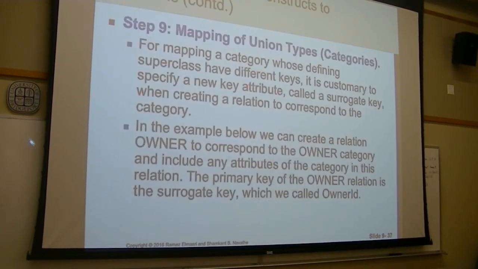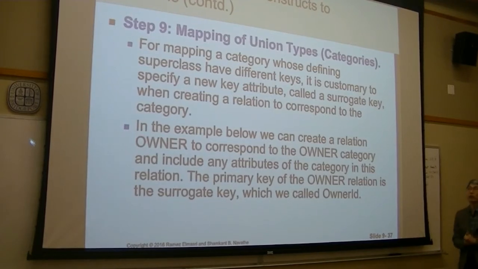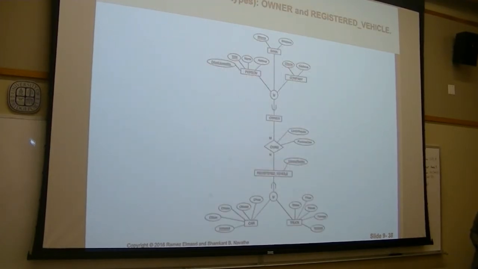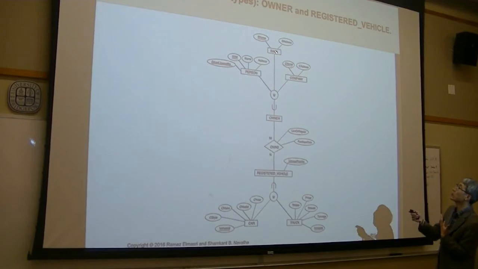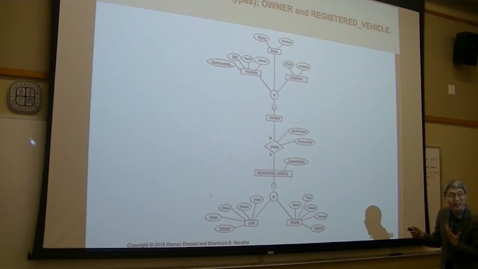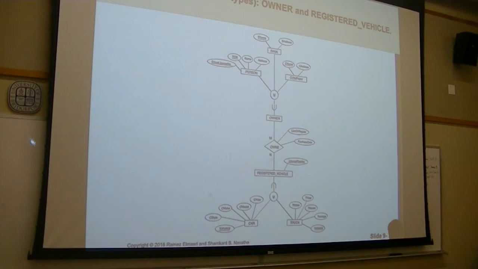Okay, the last one is the union type. As a reminder, union type is multiple inheritance, like this one. This is a superclass. However, in this case, three of them are combined, so each of them has a different primary key. Which means if I inherit all these primary keys, such as the driver license or the bank name or the company name, it will be complicated. Instead, we are going to create a surrogate key, an artificial key, like the owner ID. So the owner ID will be used for this.